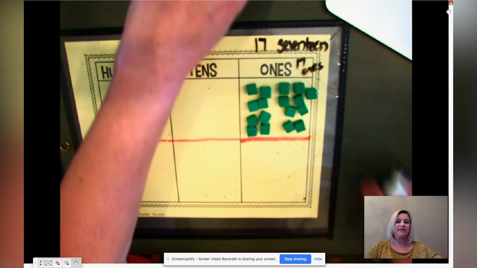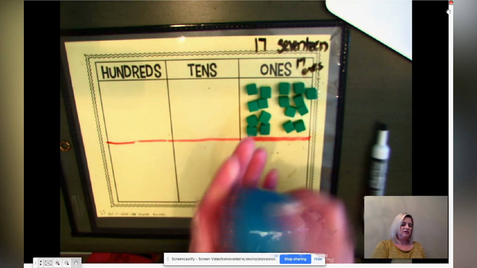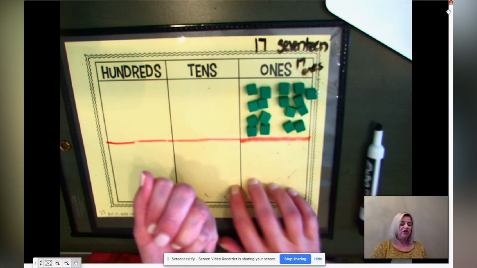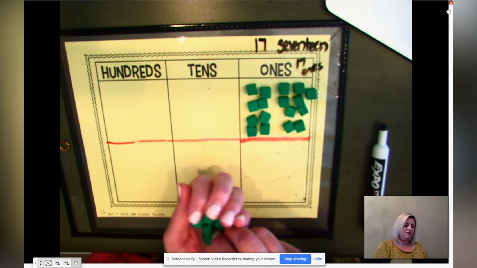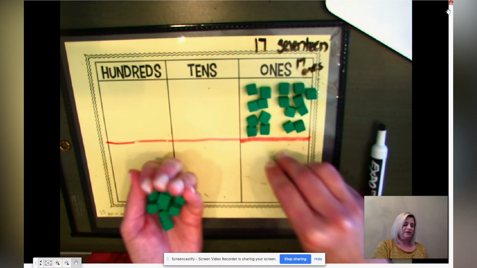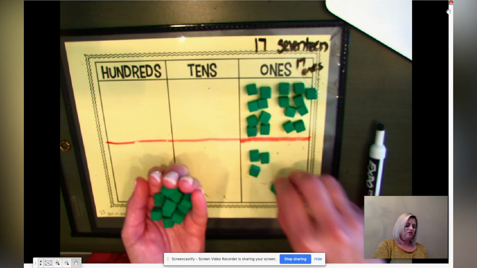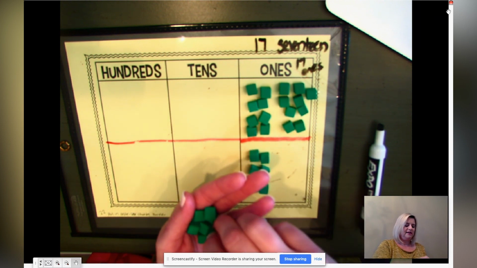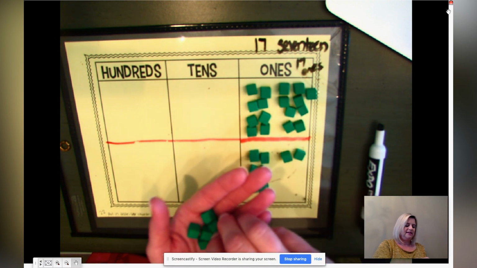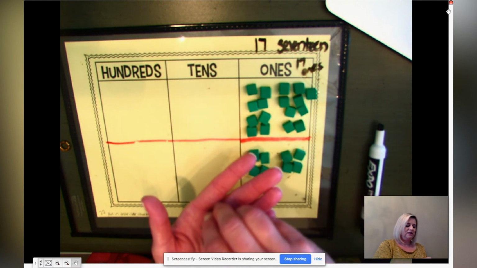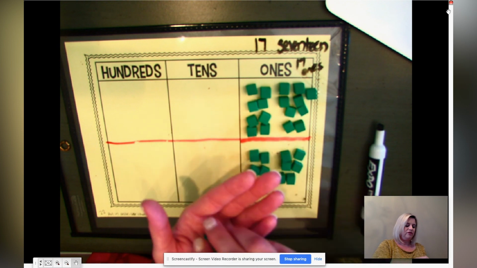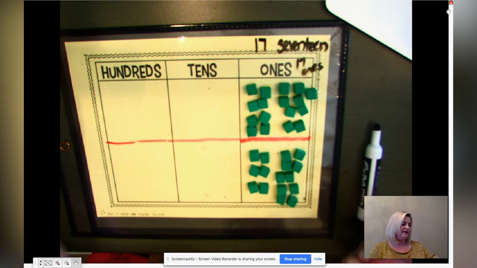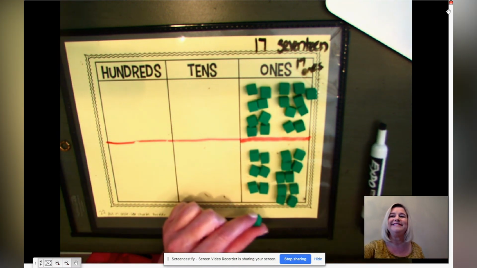So now I'm going to take my blocks and I'm going to create 17 ones again below this place value mat. So let's count by 2s. 2, 4, 6, 8, 10, 12, 14, 16, and one more makes 17.